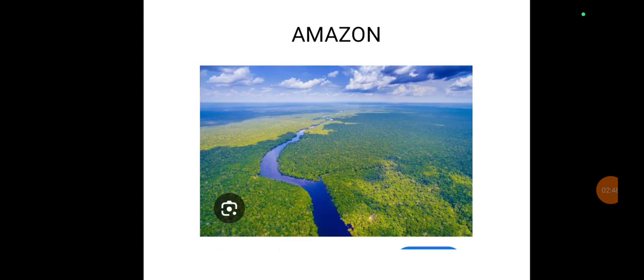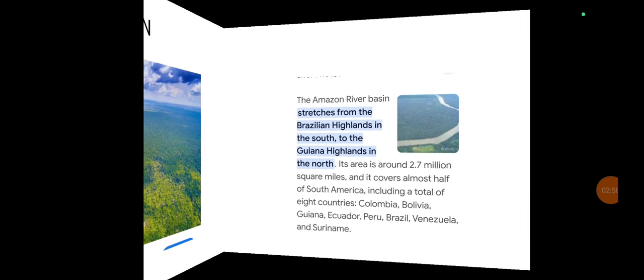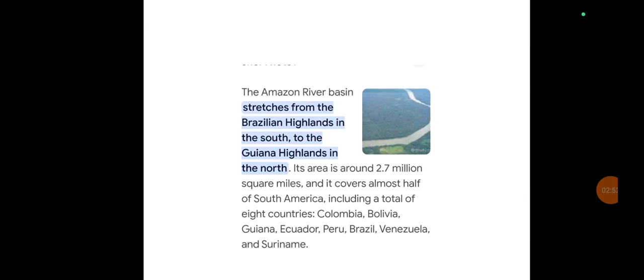Let's learn about the Amazon River Basin. The Amazon River Basin stretches from the Brazilian Highlands in the south to the Guiana Highlands in the north. Its area is around 2.7 million square miles and it covers almost half of the continent, including a total of 8 countries: Colombia, Bolivia, Guyana, Ecuador, Peru, Brazil, Venezuela, and Suriname.